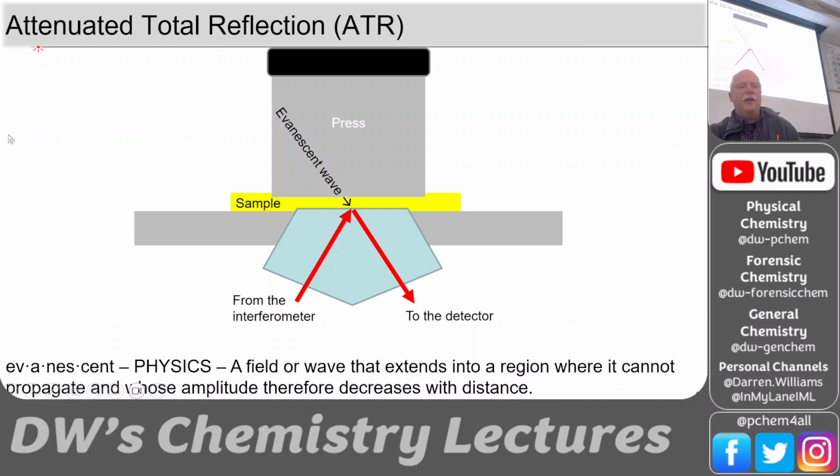And then we have the attenuated total reflectance attachment to the infrared. So what's the total reflection piece is this piece right here. The light from the interferometer is 100% reflected.